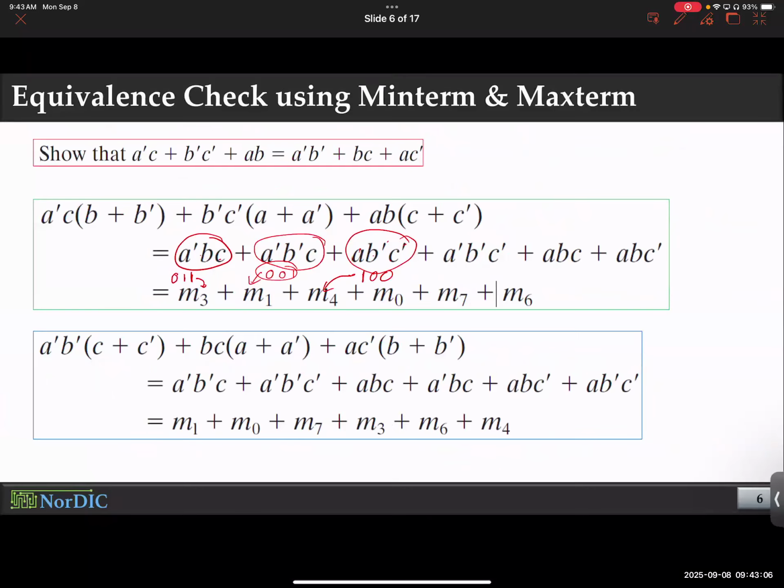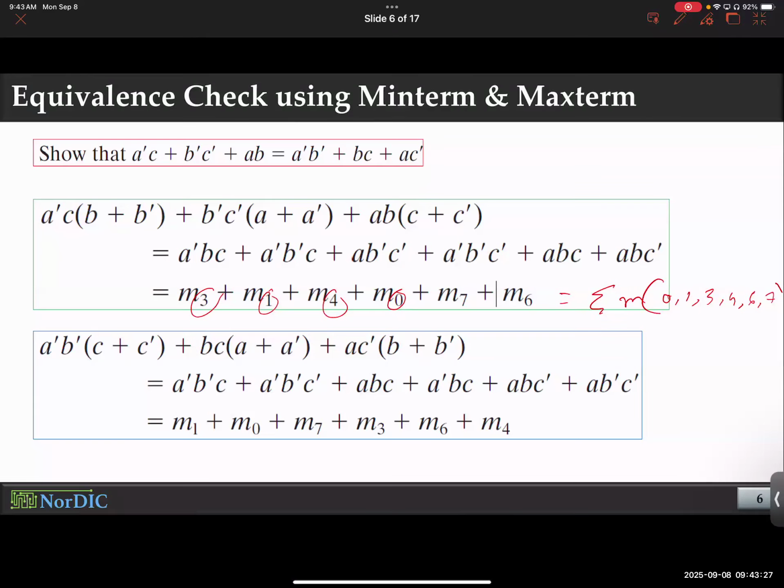Okay, so you basically do all that and you end up with an expression that looks like this. And you could always organize it in this form. Min term of 0, 1, 3, 4, 6, 7. That's what you have. All right.